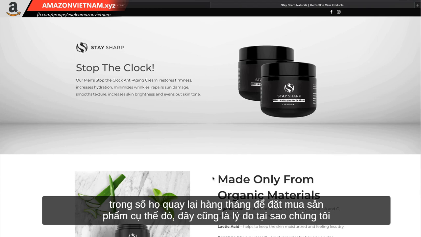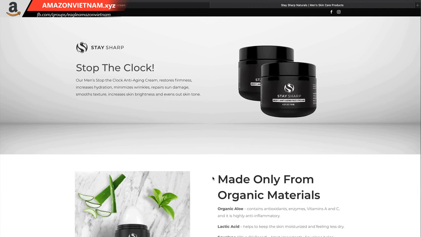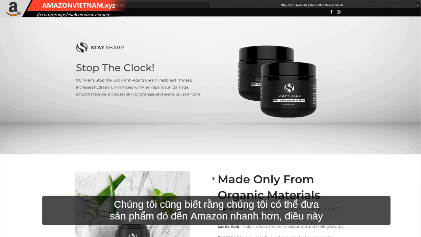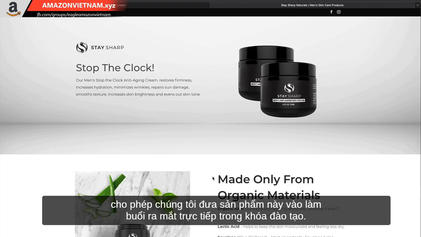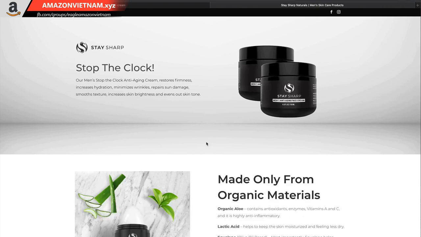This is also a reason why we advise picking an easier product type and category when picking a product to start with on Amazon. By sourcing locally, we also know that we can get that product to Amazon faster, which enabled us to include this product as a live launch within the training. So let's jump into prioritizing keywords for launch.